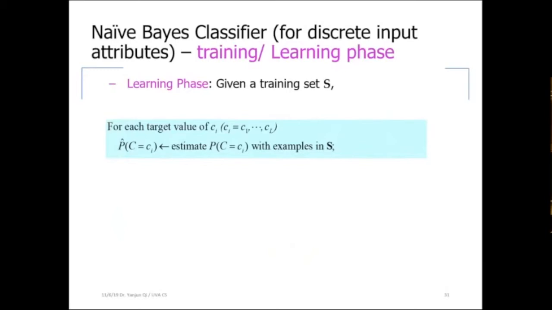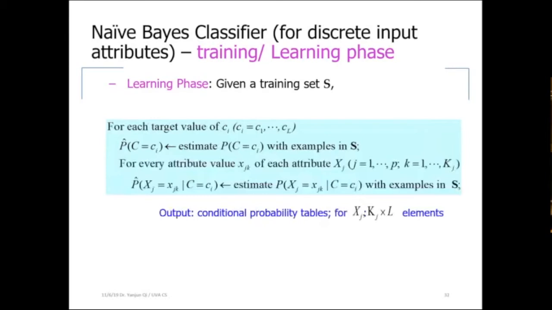All right, so in the learning phase, you really just count. You count the prior, then you count each possible value conditioned on all the different class output cases.